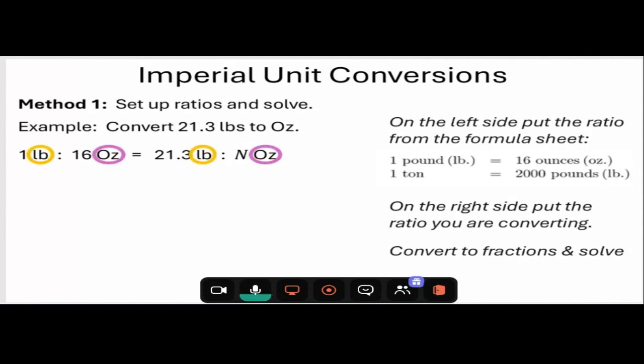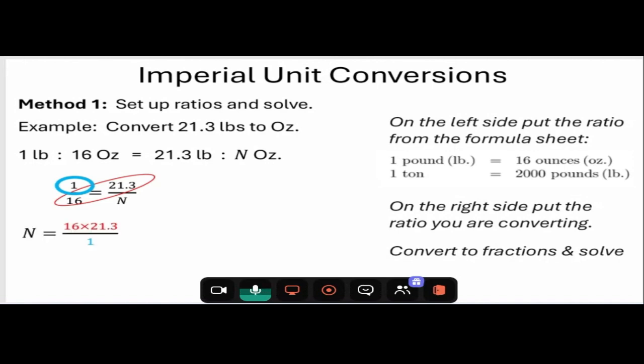And again, we're matching up the lefts and the rights. Turn them into fractions. 1 over 16 equals 21.3 over n. Identify the pair that doesn't have a variable. You're going to multiply those and divide by the other one, which in this case is just going to be dividing by 1. There, 340.8.